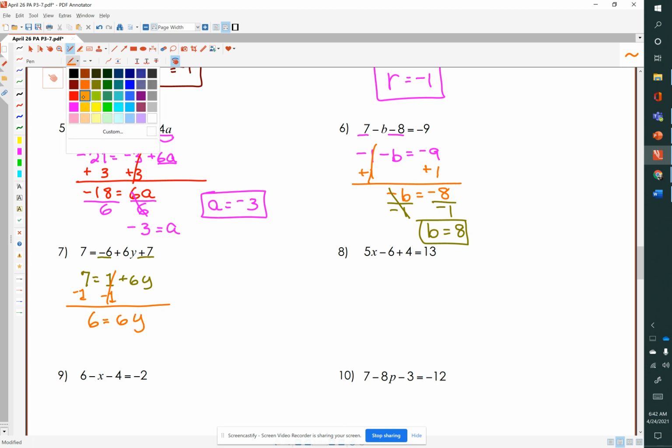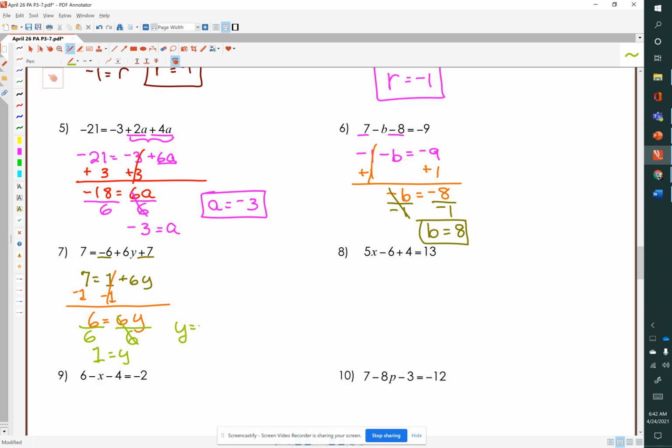We still need to ask what is happening to y, and y is being multiplied by 6, which means we will use the inverse of multiplication, which is division. We'll divide both sides by 6, and that means 6 over 6 equals 1, so 1 equals y, and I'm going to rewrite that as y equals 1. It's a positive 1.